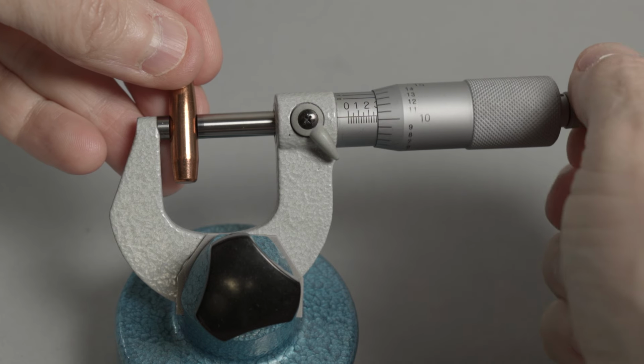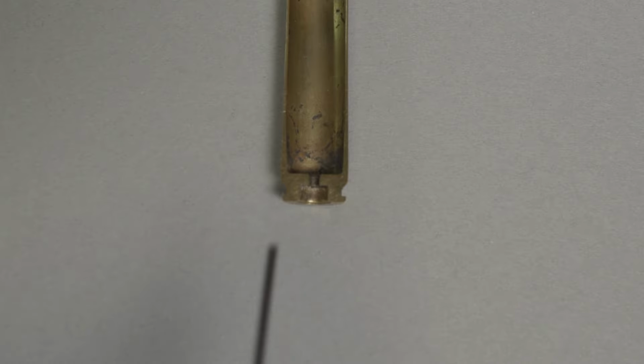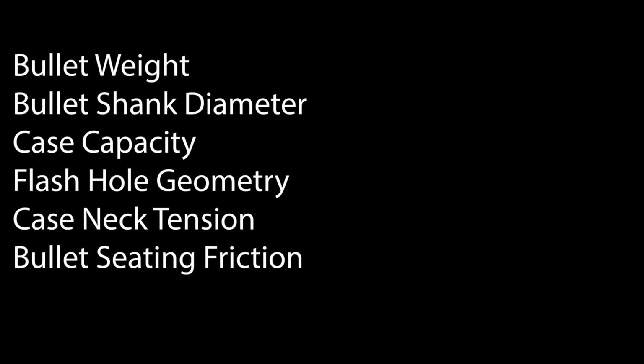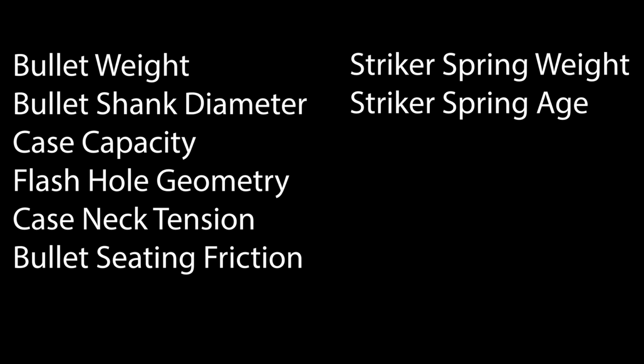The same goes for things like bullet weight, bullet shank diameter, case internal capacity, flash hole geometry, case neck tension, bullet seating friction, striker spring weight, striker spring age, firing pin fall. There's more variables than you can shake a stick at. And you just need to work your way through all of them to figure out what is worth working on. Let me give you a start on what you need to work on.